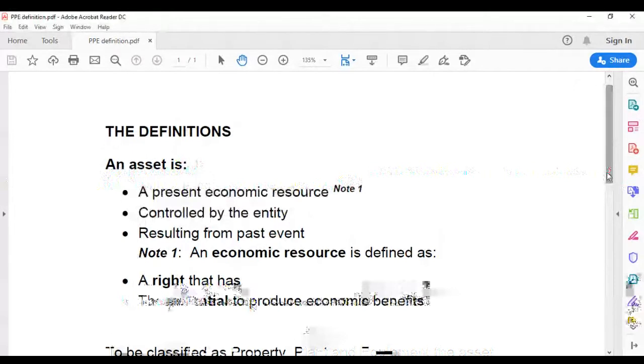First of all, the first component of the definition is that it must be a tangible item. So what does tangible mean? What does tangible mean? Anybody wants to make a little educated guess there?